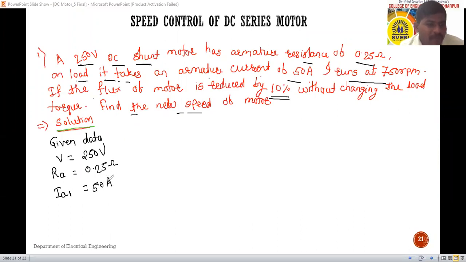The motor takes a current of 50 ampere. See, it runs at 750 revolutions per minute. That means when this current is 50 ampere, at what speed does the motor run? Hello, what is the speed?